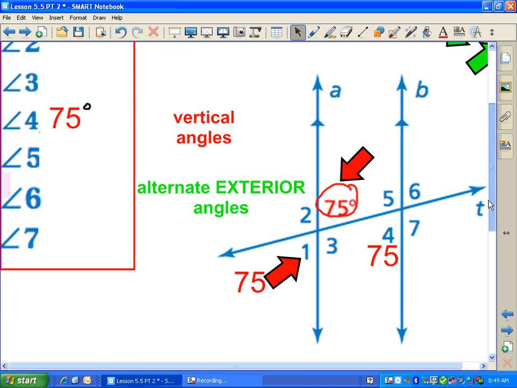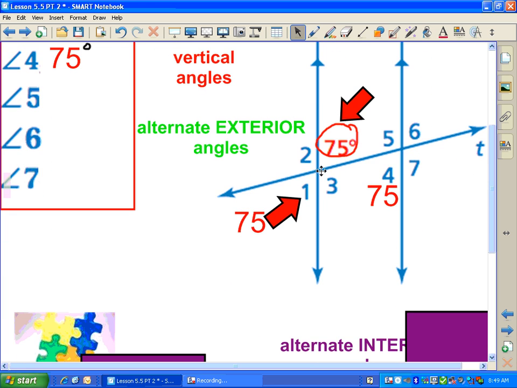All right, with me so far? Vertical angles. All right, let's see what else I can do.